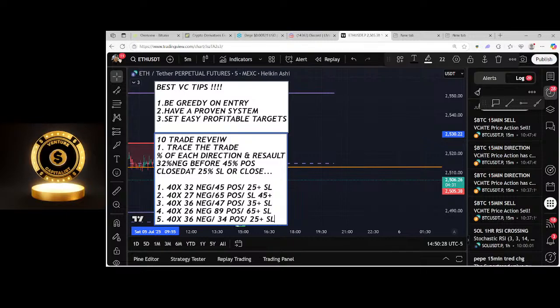So I know that I'm using 40x leverage. I know that my negatives are 32, 27, 36, 26, 36. I can tell right here that my negatives are high, because you want your negative to be on an average of 15 to 20. So let's take it a little bit higher and say we want an average of only 25 negative. So far, I'm 26, 36, 27, 32, 36. So currently, I am 10% more negative than I want to be.